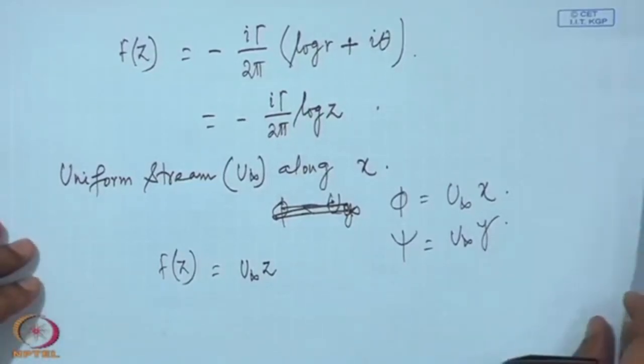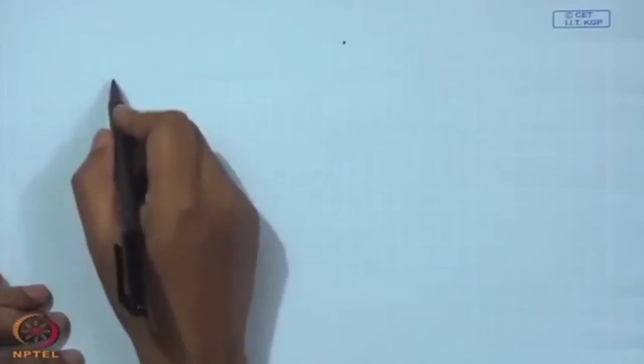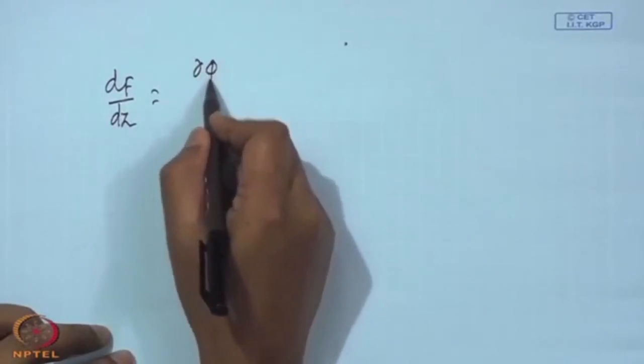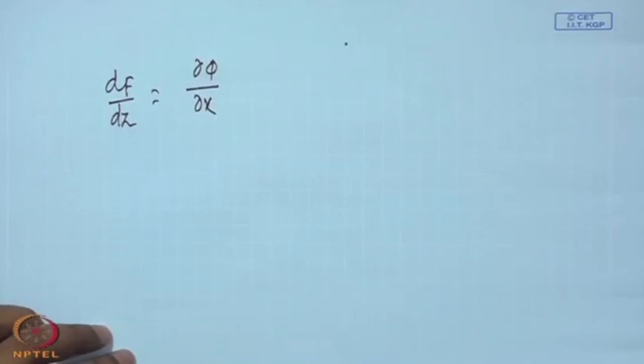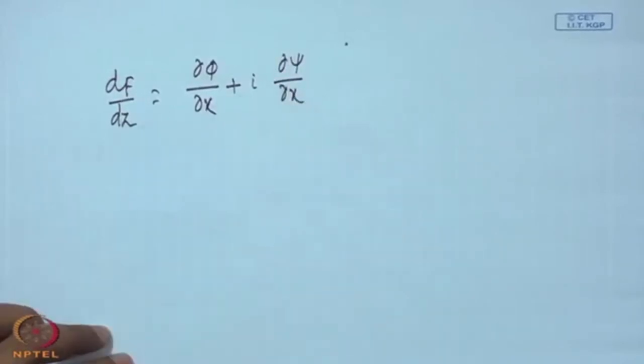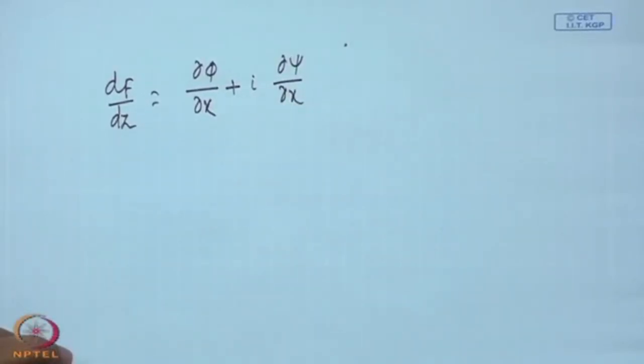Now, let us see what happens if we differentiate this complex potential f. As before we have mentioned, since f is analytic, the differentiation is path independent. So, when we differentiate with respect to z, we take the change only along x. It hardly matters. Then what will it be? df dz can be written simply as d phi dx plus i d psi dx, because it is path independent.